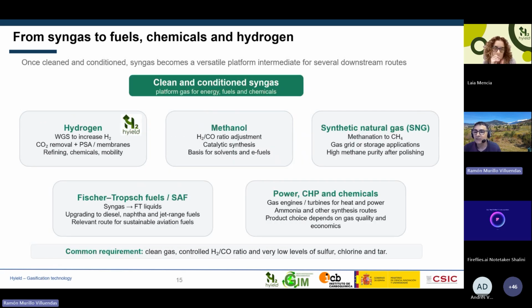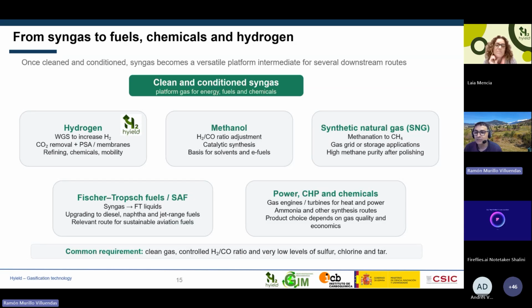After cleaning and conditioning, syngas can be considered as a platform intermediate for several downstream products. If the target is hydrogen, the gas is usually shifted with steam to maximize hydrogen production, followed by carbon dioxide removal and a final purification step such as pressure swing adsorption or membranes. This is the case of HYIELD project, of course.